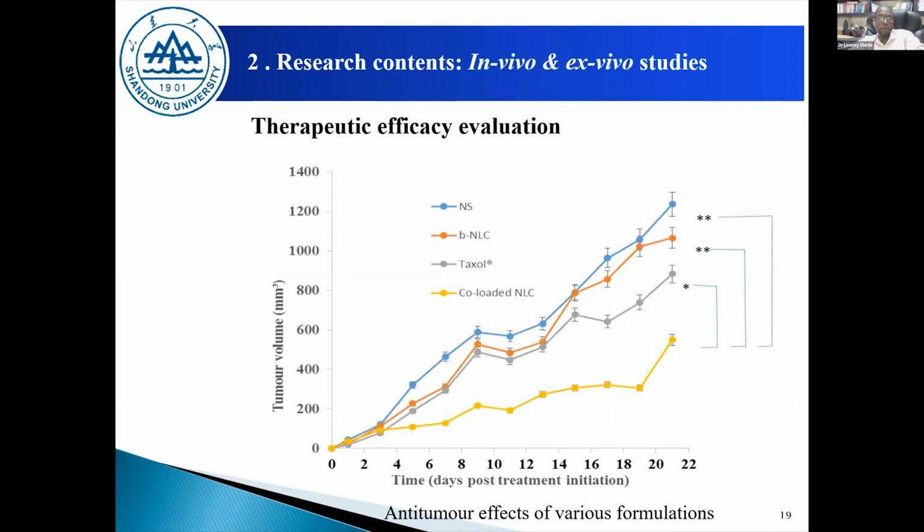Therapeutic efficacy evaluation. So you can see that we had normal saline, blank NLC, Taxol, and colloid NLC. What we see here is that below here is the colloidal NLC, which is the formulation. Now, look here, you can see that it was very effective in retarding the tumor growth compared to Taxol, right? Taxol had a modest effect, meaning that it was significant, right? But compared to the colloidal NLC, it was very effective in retarding the tumor growth, right?